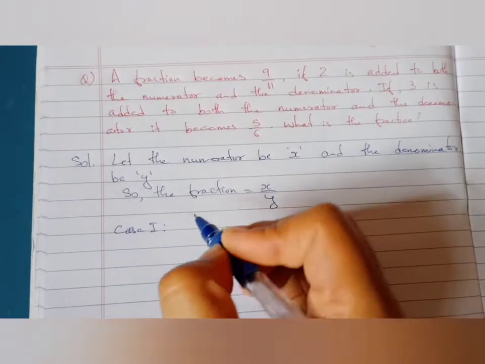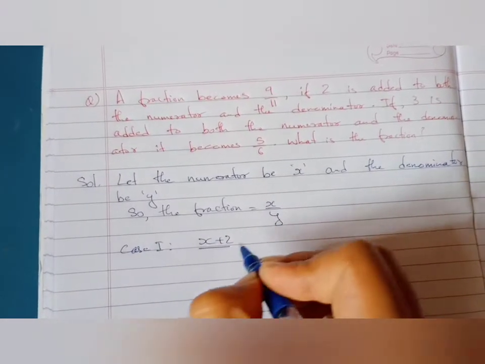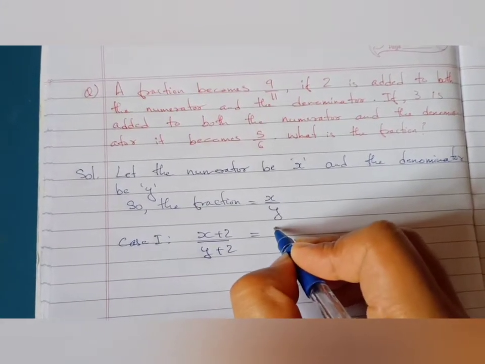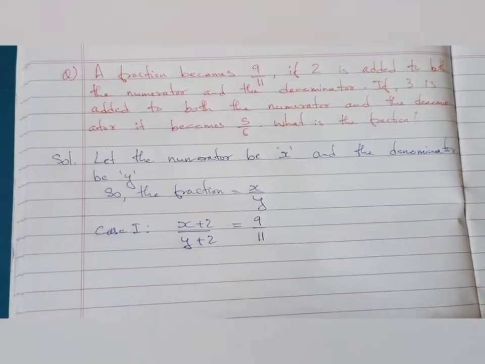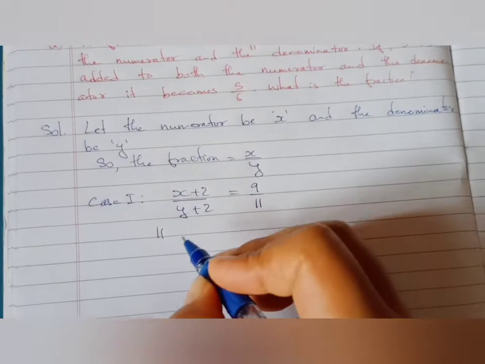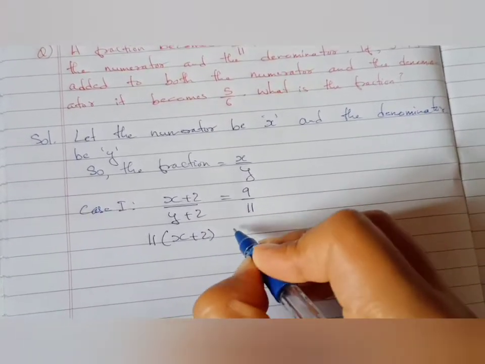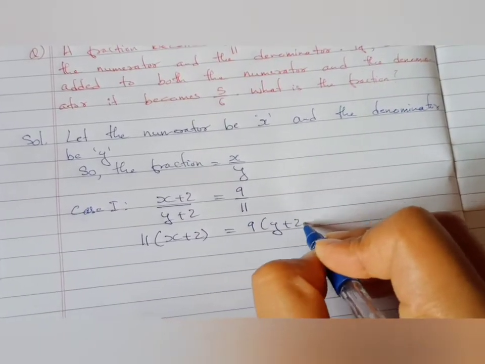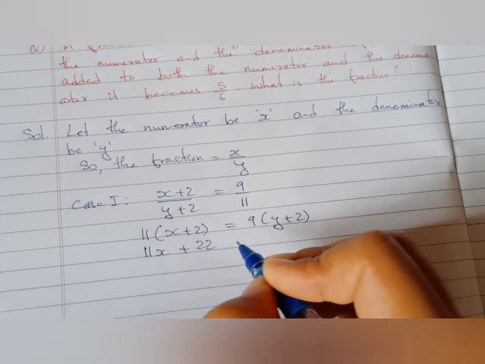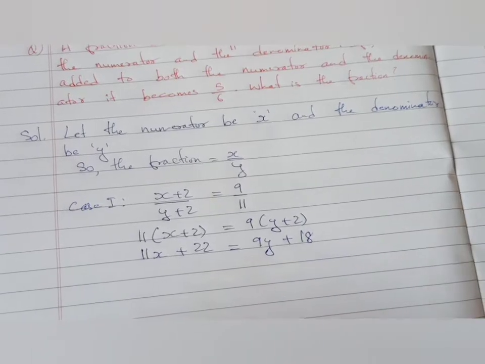So let's form a linear equation using the first case, which is if 2 is added, that means we'll add 2 to the numerator and 2 to the denominator as well. Then it has been given that the fraction becomes 9 by 11. Now let's solve this equation in order to get the first required equation. 11 into x plus 2 equals 9 into y plus 2. 11 into x will be 11x, 11 2s will give us 22. 9 into y is 9y plus 9 2s are 18.